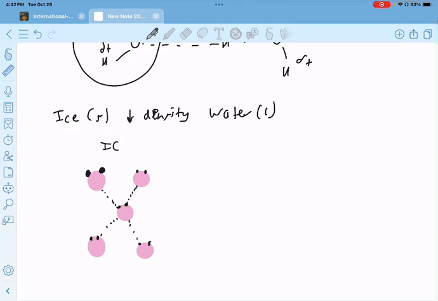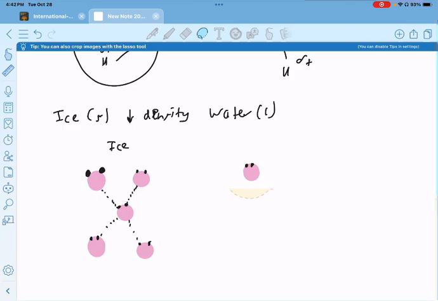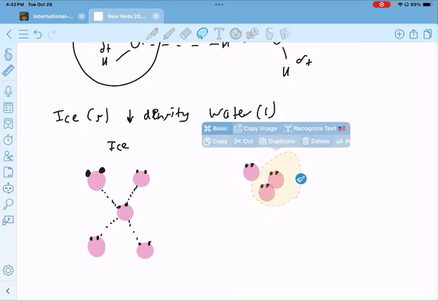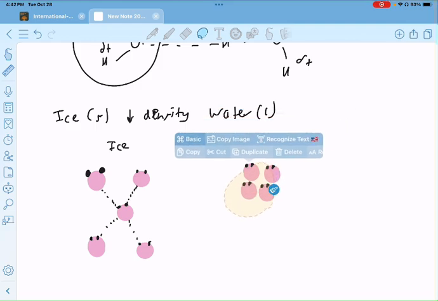So this is ice. Oops, I don't know why it's coming like that. One second. This is ice, okay? Now, if we look at it in water, it's going to look the same, just with some differences. Water is going to be more compact, okay?